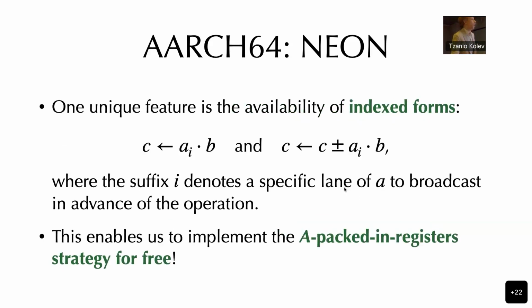However, ARM in Neon does allow us to play a really neat trick. It supports indexed forms, where effectively you can say C gets the value of A_i times B, where A_i is a specific lane of a vector register. So what it will do is broadcast the ith lane of A and then do the multiplication. What does this mean for ARM? We can implement that A-packed-in-register strategy that I just described for AVX512 for free, just because the instruction set allows one of the arguments to be indexed. You can say, multiply everything not by this register, but by this lane of this register. Really neat.